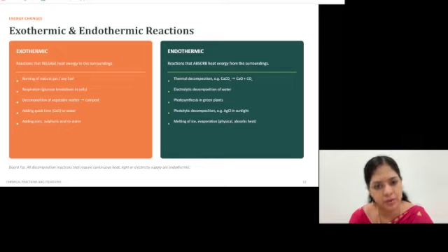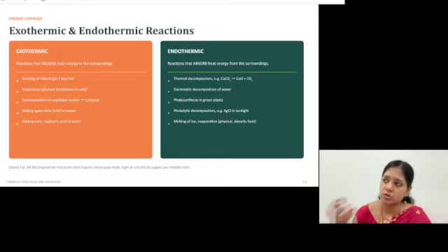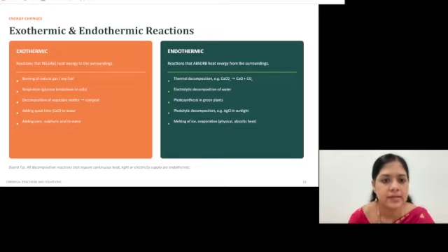And what about endothermic reactions? They absorb heat from the surroundings. Endothermic reaction examples are thermal decomposition, electrolytic decomposition, photosynthesis in green plants, then melting of ice, evaporation, photolytic decomposition. All these are examples of endothermic reactions. These things you will get in the bits also. So please try to remember.